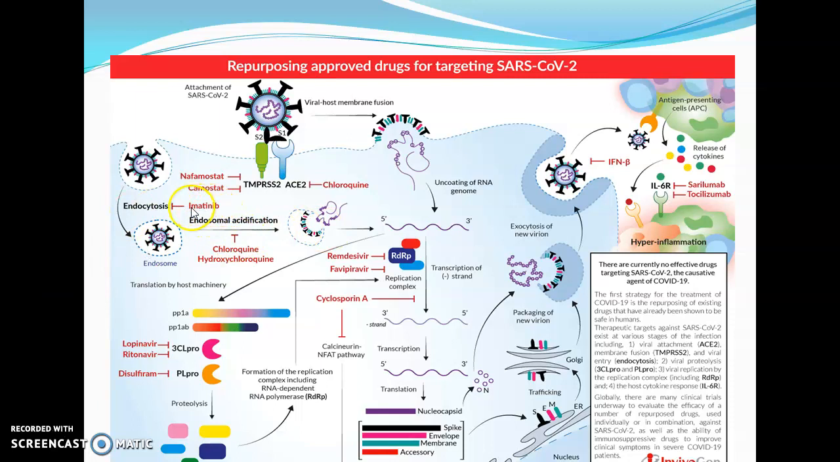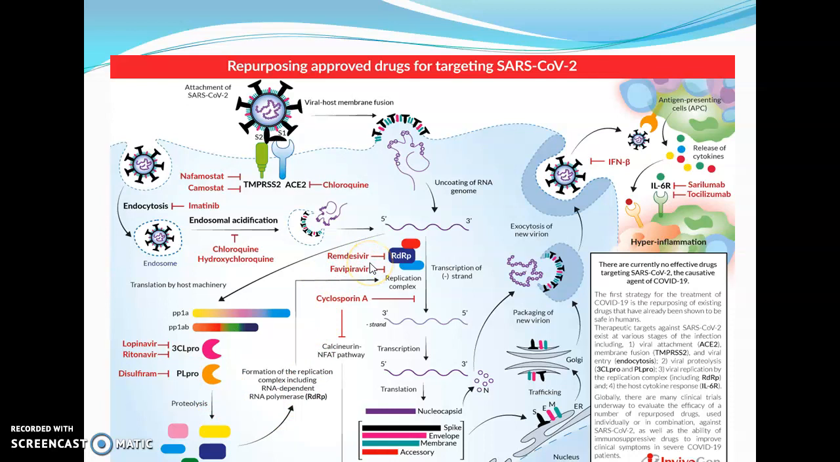Another molecule, imatinib, was approved by Novartis for chronic myeloid leukemia. It's a kinase inhibitor, so it could inhibit the endocytosis process. So it could also be repurposed, and research is under investigation. Other molecules, lopinavir and ritonavir, as you have heard, are protease inhibitors available in the market for the treatment of HIV. They can inhibit particularly the 3CL proteases. Disulfiram is also a drug available in the market for alcoholism, and it can inhibit PLpro. So ultimately specific proteins will not form.